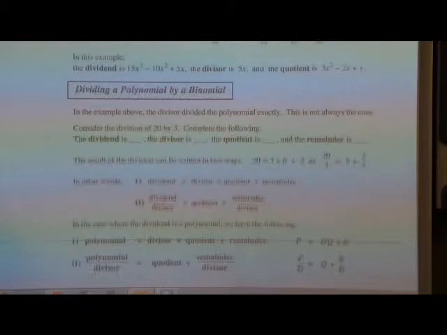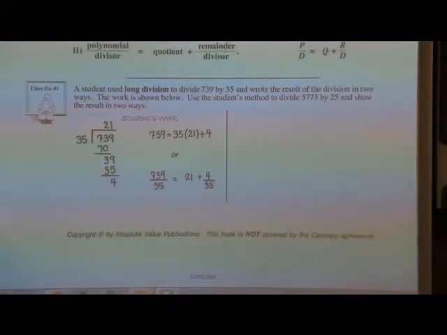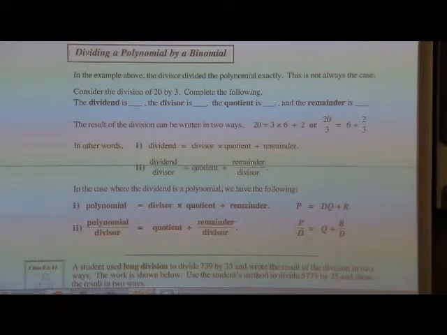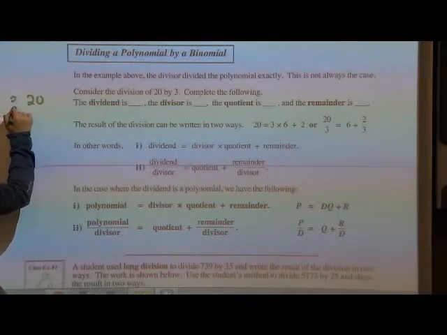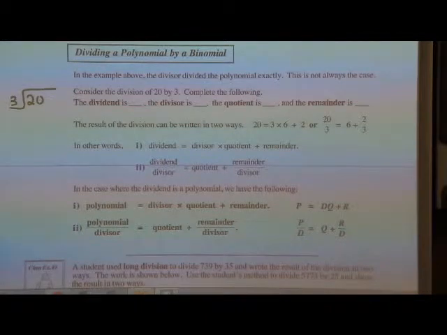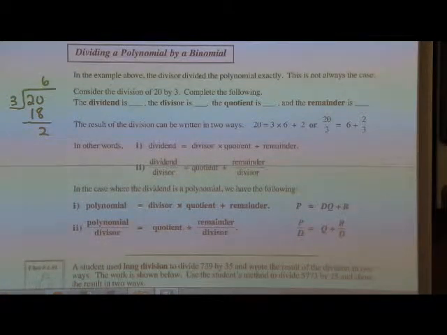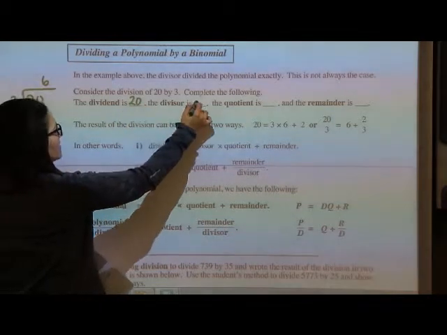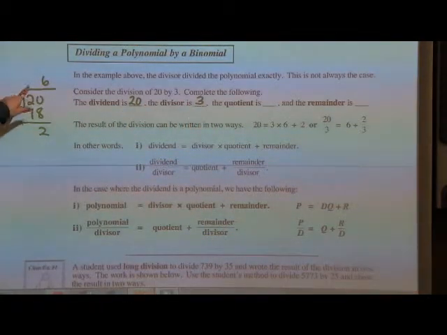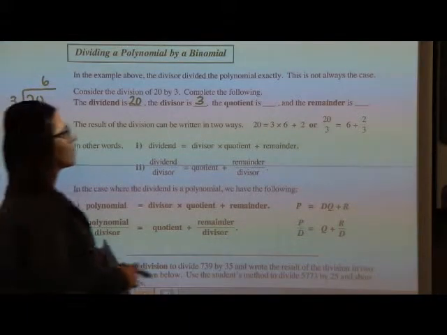So then when I go to divide a polynomial by a binomial, it says if we were to divide 20 by 3. So if I divide 20 by 3, how many times does 3 go into 20? 6. So the dividend is my 20. The divisor is 3. The quotient is 6. And then I have a remainder of 2.